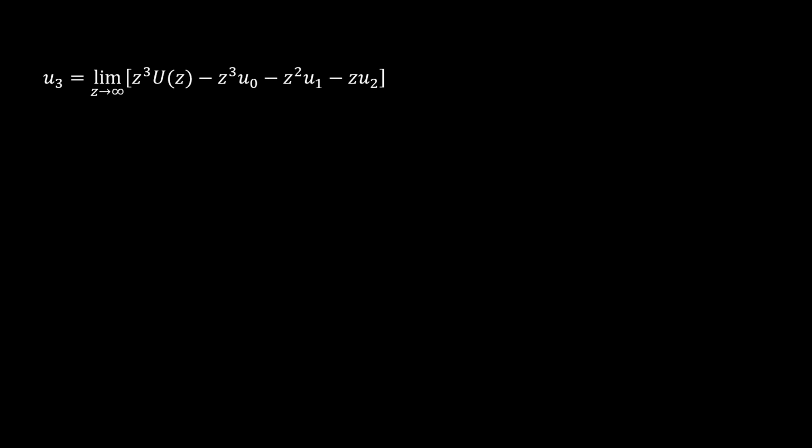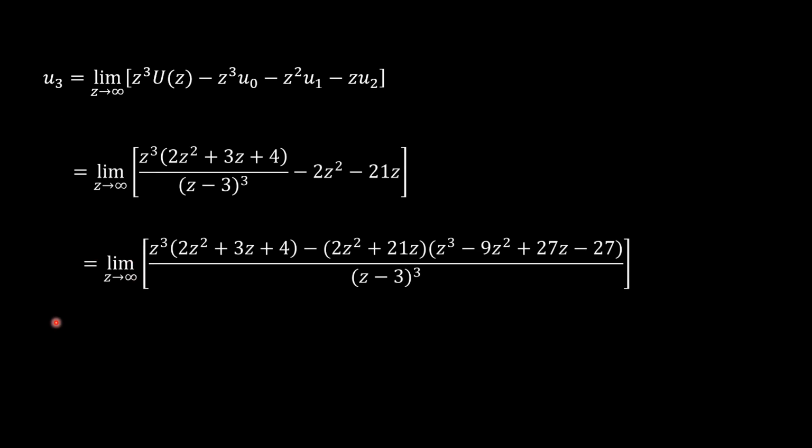u3 is equal to limit of z cube into u of z minus z cube into u0 minus z square into u1 minus z into u2. By substituting u of z, u0, u1 and u2 and on simplification we will get u3 as limit z tends to infinity 2z to the power 5 plus 3z to the power 4 plus 4z cube minus 2z to the power 5 minus 3z to the power 4 plus 135z cube minus 432z square plus 567z divided by z minus 3 whole cube.